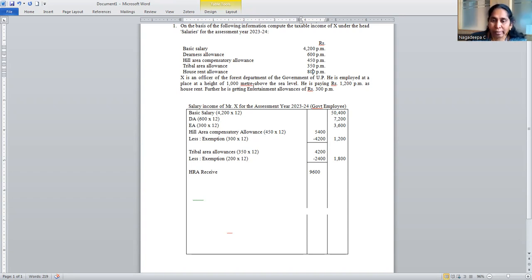Here, what do you mean by salary? Salary includes basic pay plus DA, if it is forming part of salary, then we can consider. Then fixed commission on sales. These three things can be considered as a salary.